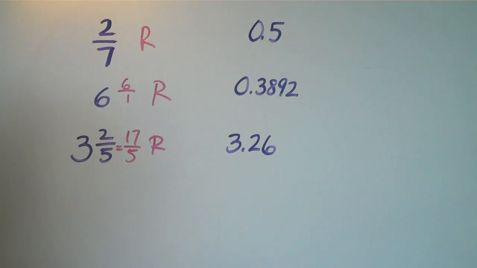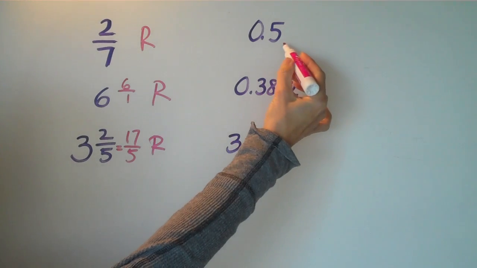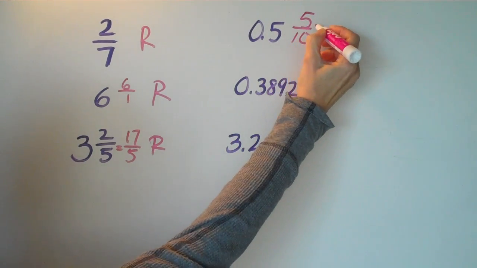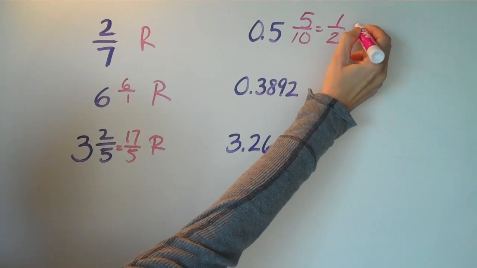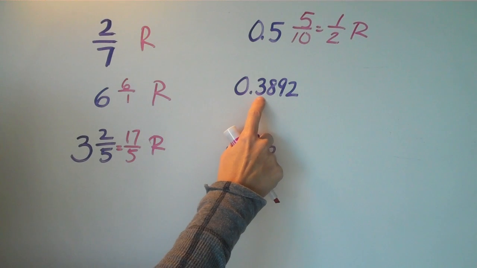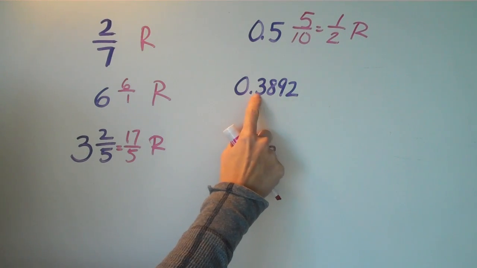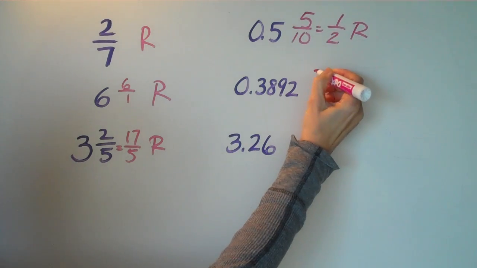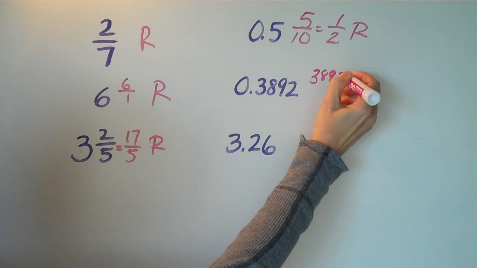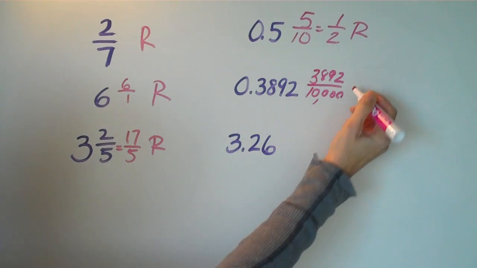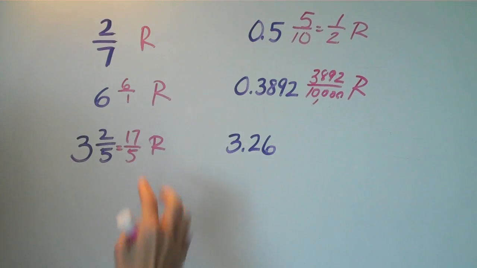0.5, we know we read 0.5 as 5/10, correct? So 5 over 10, which is 1/2, which is rational. 0.3892, tens, hundreds, thousands, 10,000, so it would be 3,892 over 10,000. Clearly also a fraction, also rational. So all of these so far, we can make them all into fractions.